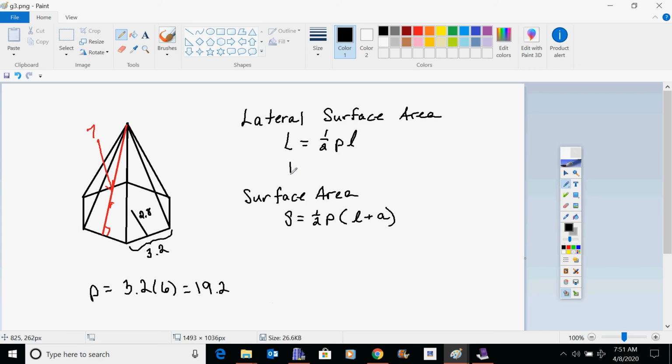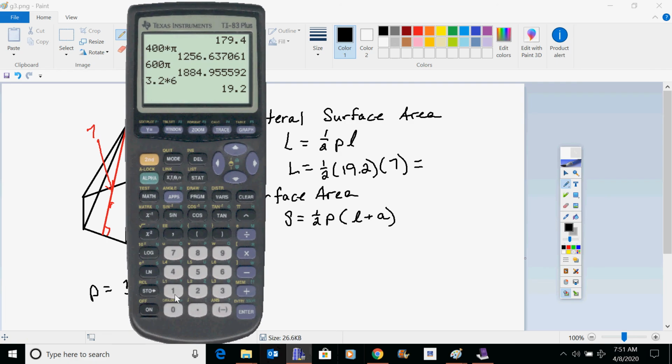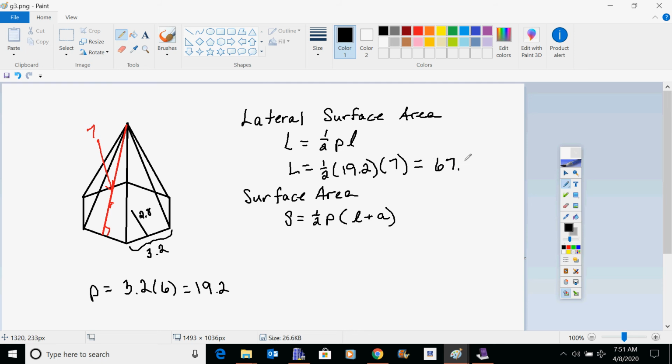And then the slant height is given to you. So we have 1/2 of 19.2 times 7. The lateral surface area for a pyramid has nothing to do with the bottom part. So we need to multiply the 19.2 times 0.5, and then multiply that times 7 and get our 67.2 units squared.